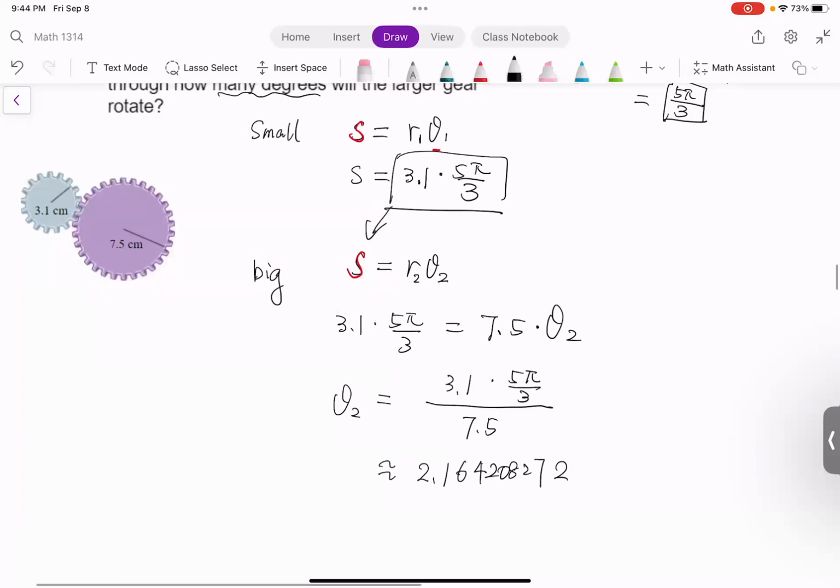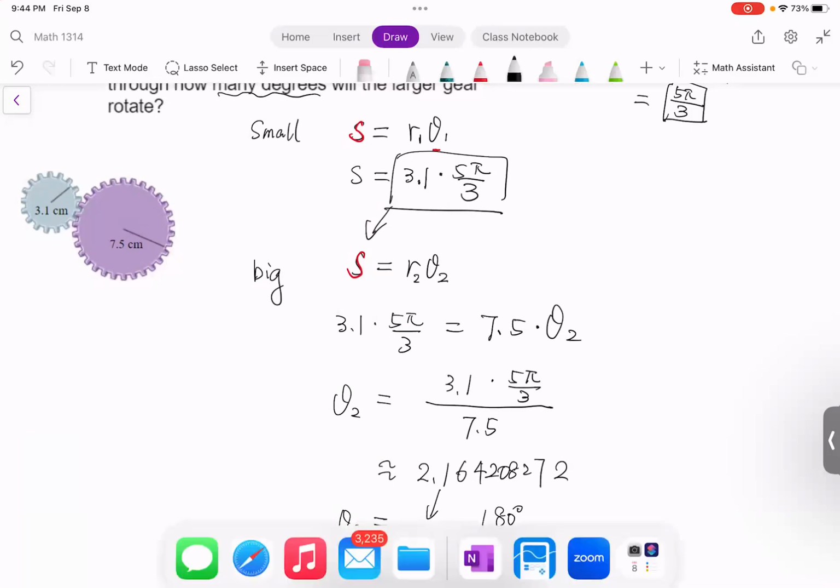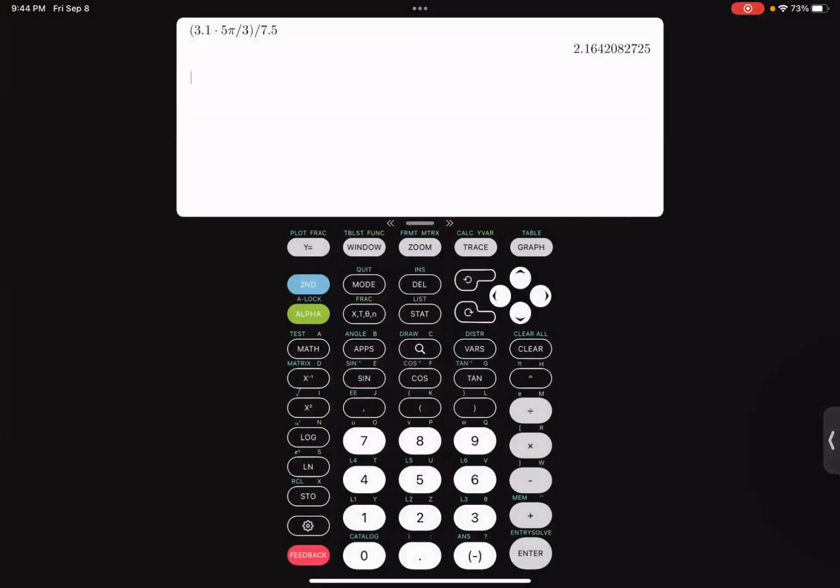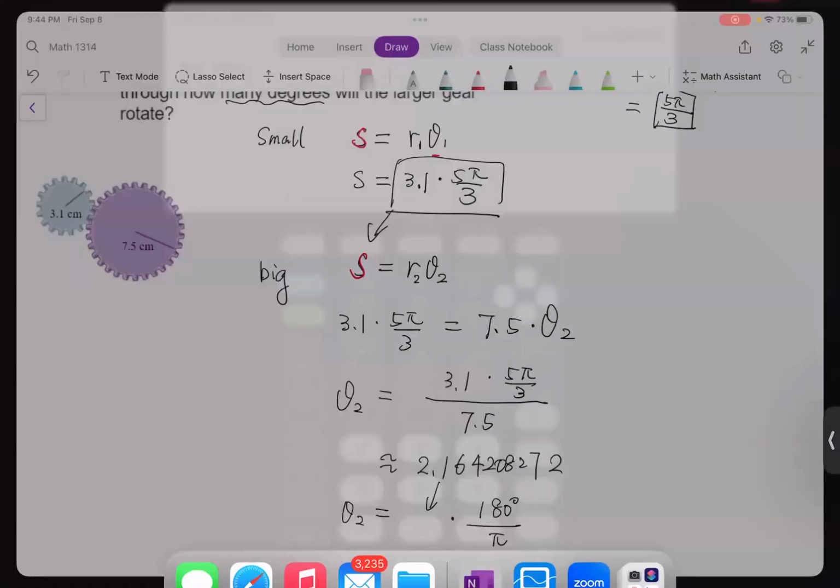So you can convert this one to the degree. So the theta 2 converted to the degree mode. What should I do? I need to use this one multiplied by 180 degrees divided by pi. So let's use this one multiplied by 180 divided by pi. Oh, it's 124. What is the unit?